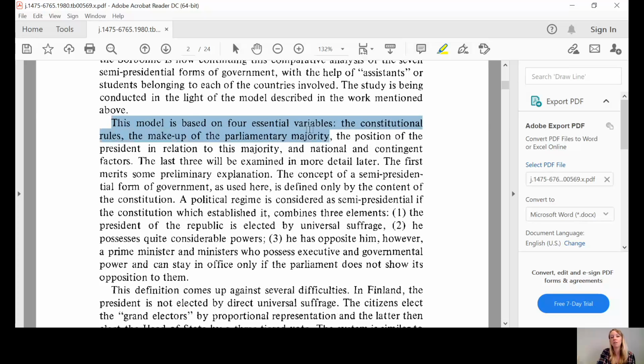This model is based on 4 essential variables. There we go. You know that this is going to be an important topic. So my next tip is to highlight as you go. As you're skim reading, if you just highlight things, then you'll know what to come back to and read in depth later.